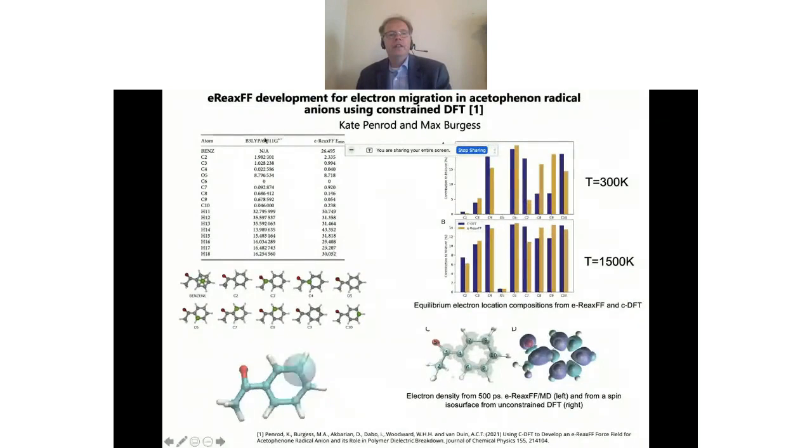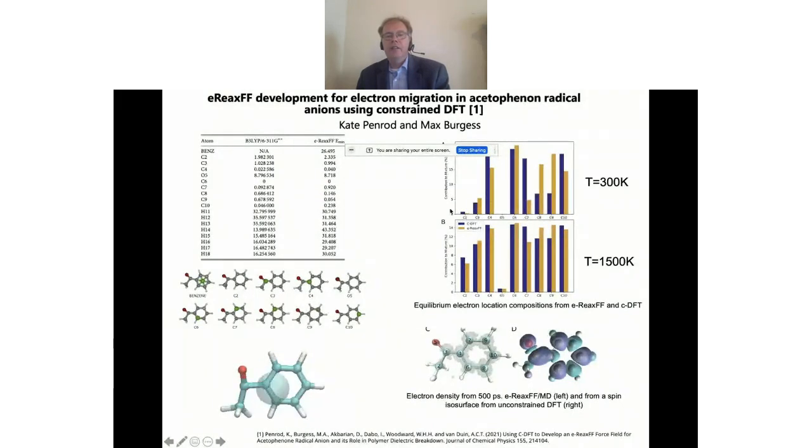With constrained DFT, we can essentially calculate the relative energies of the electron being at various positions. And we find that the electron likes to hang around over the carbons. It doesn't really like the oxygen terribly much, and it really hates being on the hydrogen. And so we can train Reactive F against that.